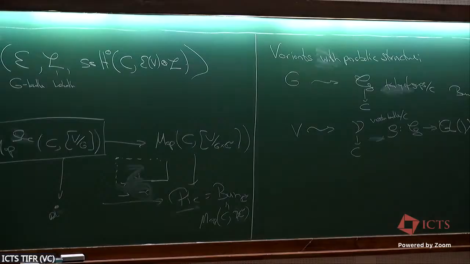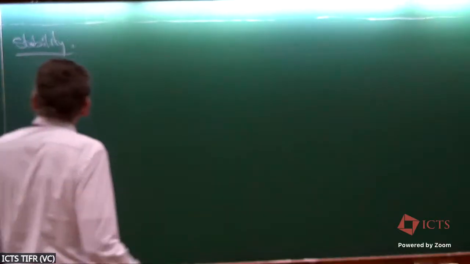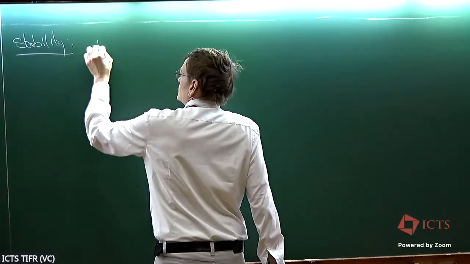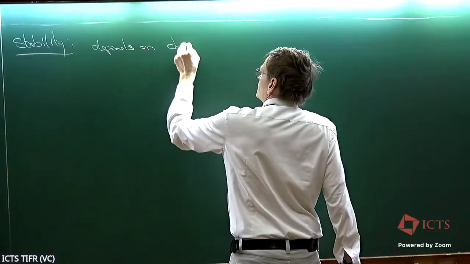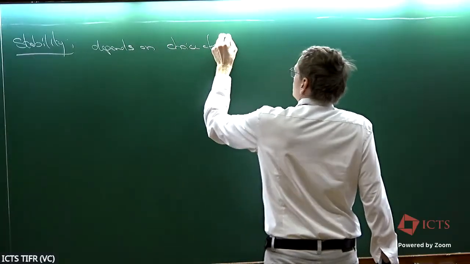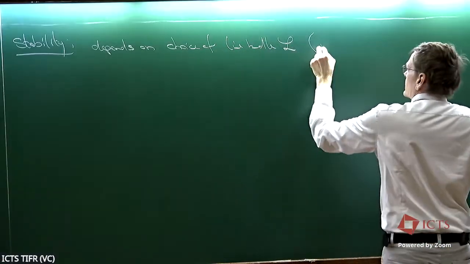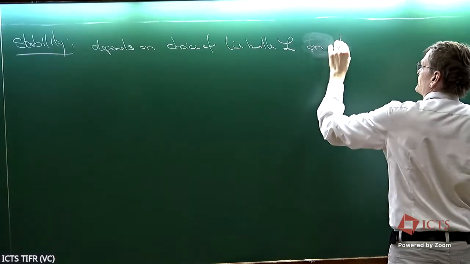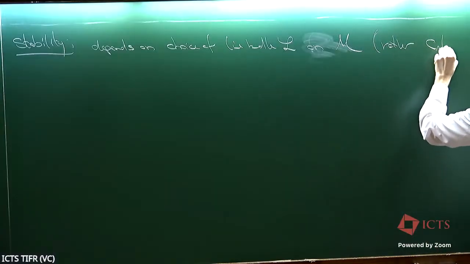But stability. So stability is what Dan would call theta stability. So this is modeled on GIT. So for me, it depends on the choice of a line bundle, or rather on the moduli problem, or rather the only thing that matters is the first Chern class.